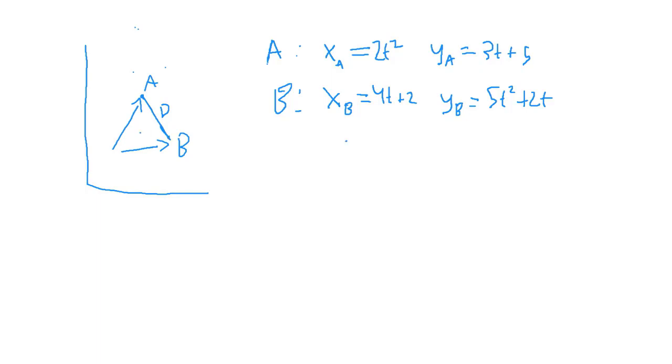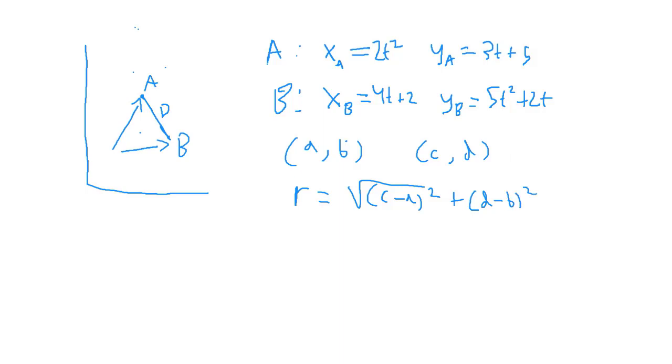Recall if we have the points, let's say (a, b) and (c, d), our distance, call it r, is equal to the square root of (c minus a) squared plus (d minus b) squared. And this comes directly from our Pythagorean theorem, right? If we drew a line connecting our x components and a line connecting our y components, we'd have a right triangle, and we could calculate the distance, which is the hypotenuse of that right triangle, using the Pythagorean theorem.